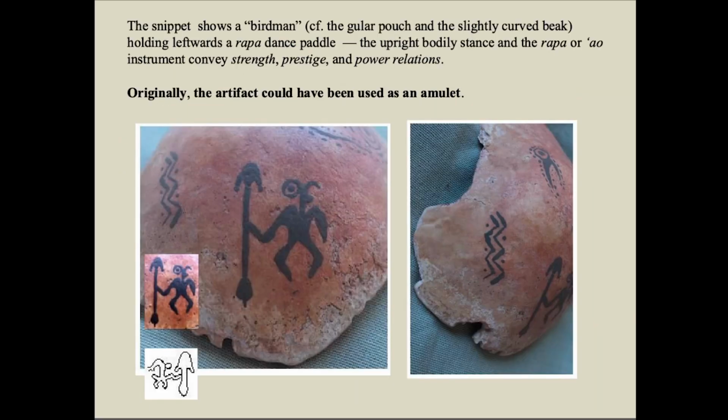And it has these painted glyphs or symbols on it. This one, and I mentioned the Birdman and the Birdman cult and how that ties in with at least some aspects of rongorongo. This seems quite evidently to be a Birdman. It's an anthropomorphic form, but it has the bird's head, specifically the gular pouch and whatnot of a frigate bird, and it is holding what's known as a rapa or possibly an ao. These were symbols of authority and power.